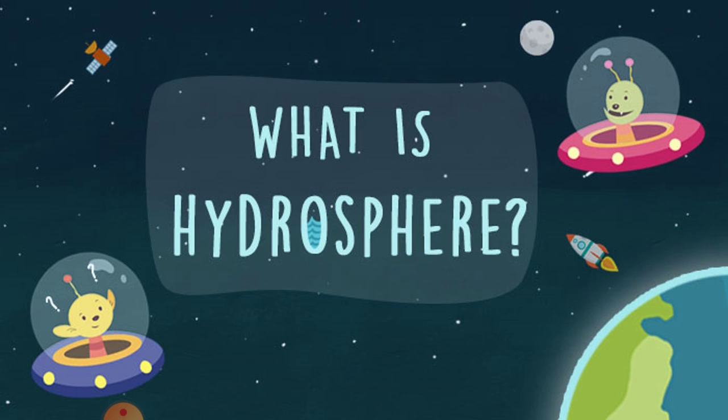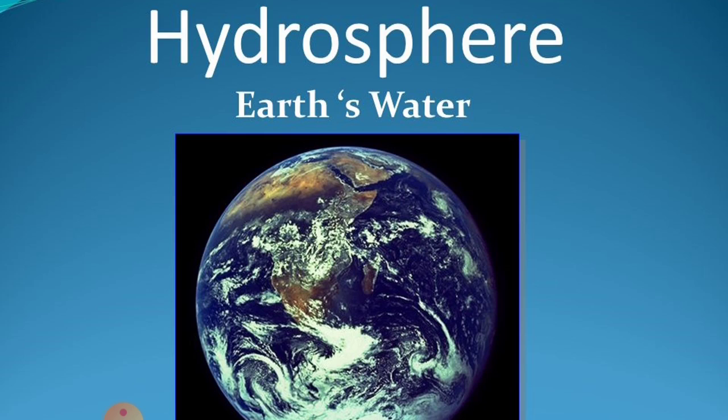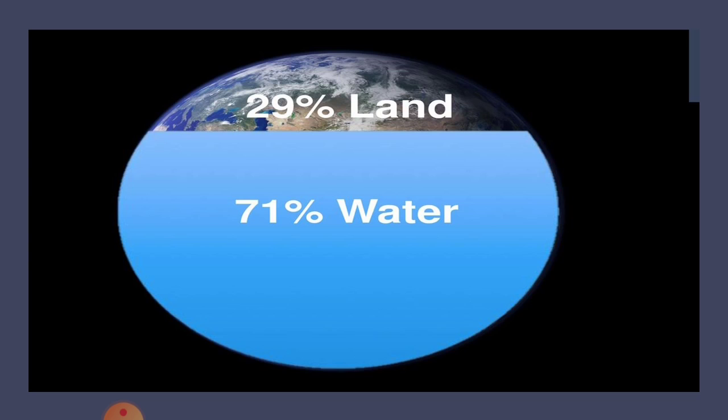What is hydrosphere? The hydrosphere is the sphere of water and is very important for the existence of life on earth. It is that part of the earth's surface which is covered by water. It includes all the water bodies found on the earth. Water covers 71% of the earth's surface and the remaining 29% is land. This is the reason why the earth is also known as the watery planet.